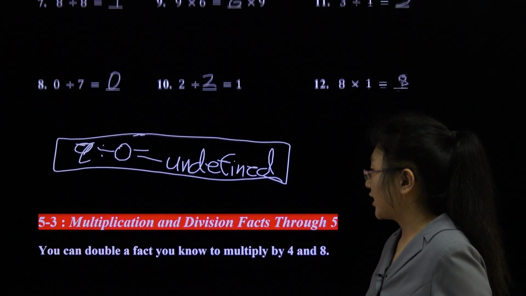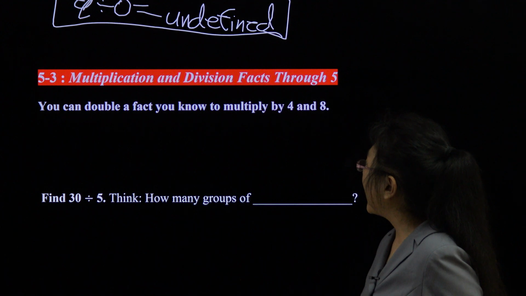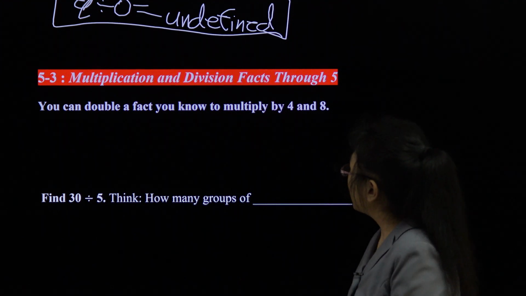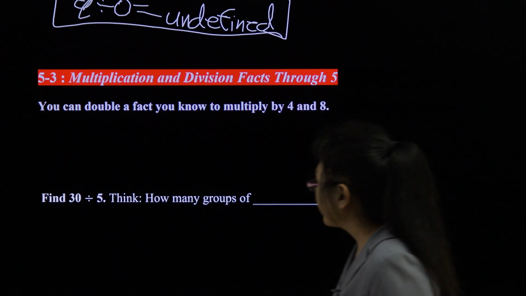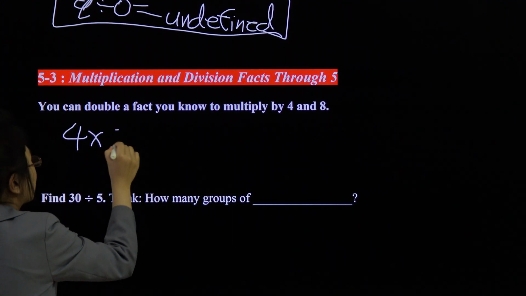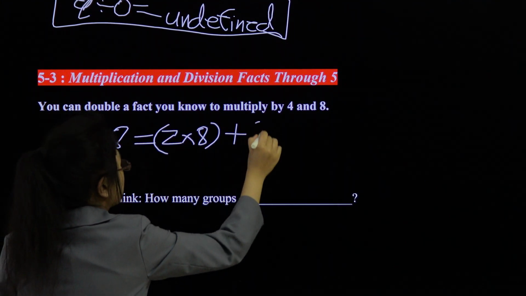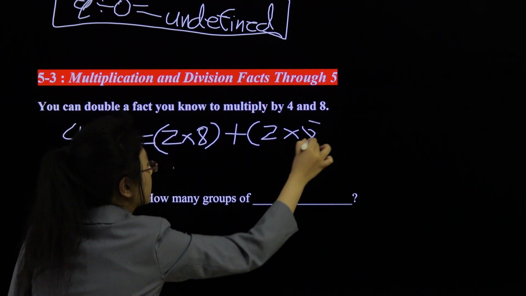We move on to the third section. Multiplication and division facts through 5. You can double a fact you know to multiply 4 and 8. So here's how you would double a fact. You would say that 4 times 8 equals 2 times 8 plus 2 times 8.